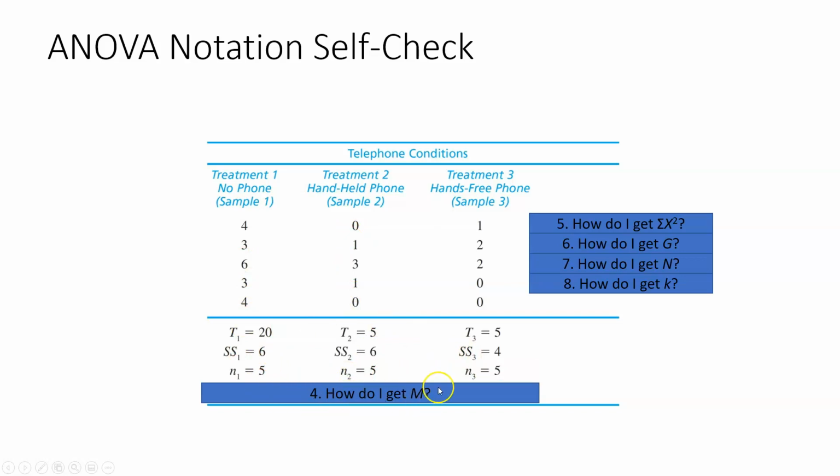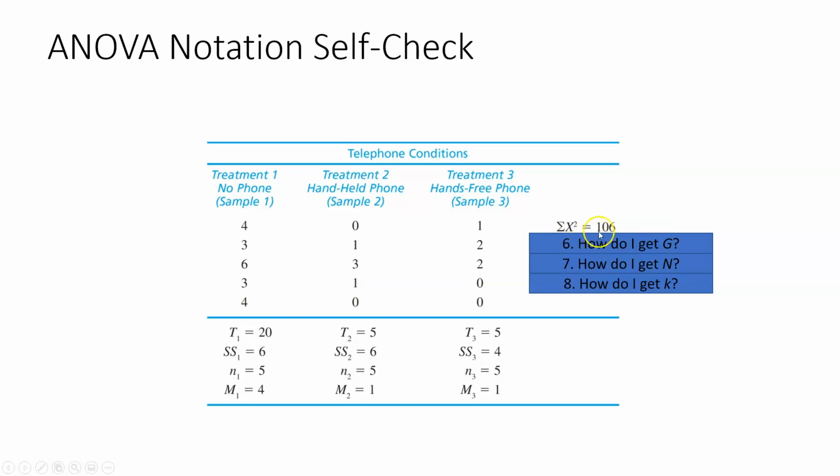How do I get m? Remember, this italicized m represents the mean. Hopefully you remember that you add up all the scores and divide by how many there are. How do I get the sum of x squared? That would be to take each of these scores and square it, and then sum them all up. So in this case, you get 106, because if you took 4 and squared it, and 3 and squared it, and all those, and added up the sum of all of those, you'd get 106.